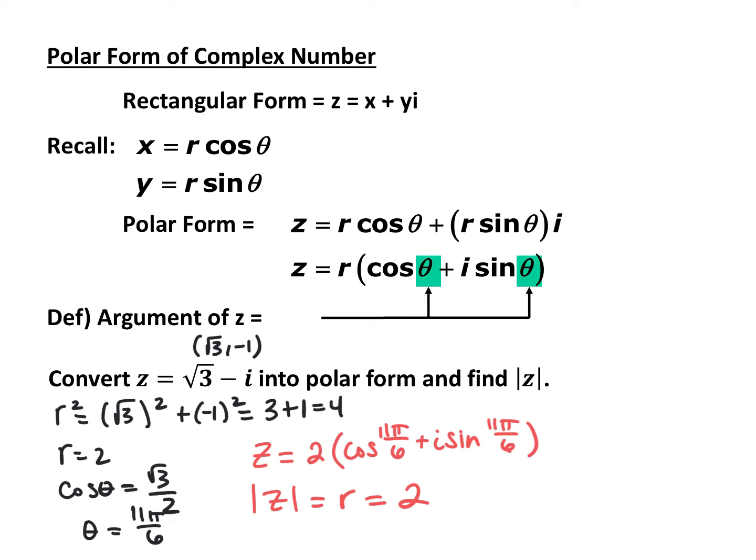So then just plugging that in, I end up with z to be 2 times the quantity cosine 11 pi over 6 plus i sine 11 pi over 6. And then from the previous slide, we talked about that magnitude of z is equal to the square root of x squared plus y squared, which is the same thing as the radius. And we already found the radius to be 2, so therefore the magnitude of z is going to be 2.